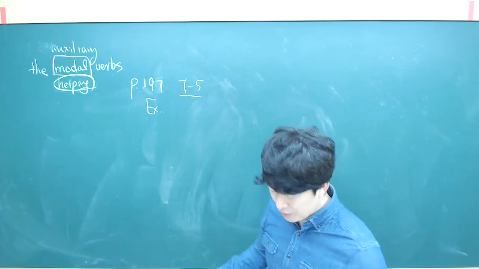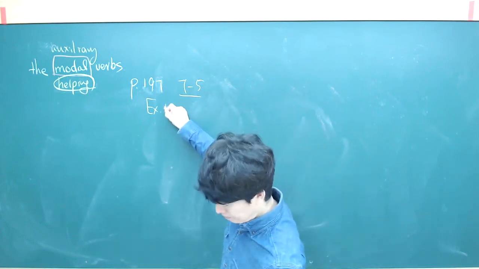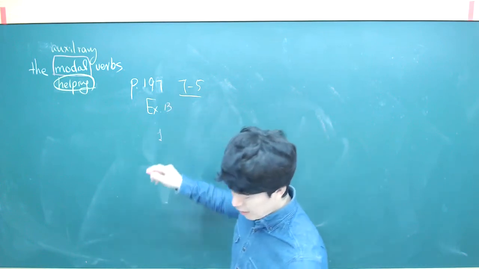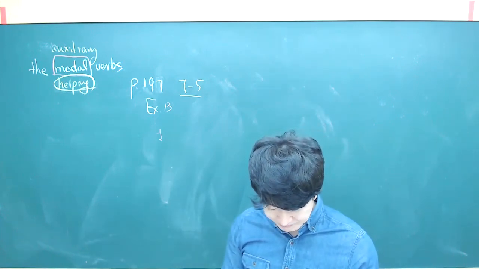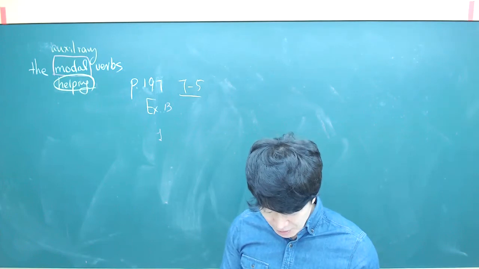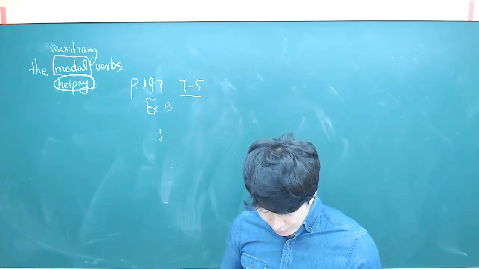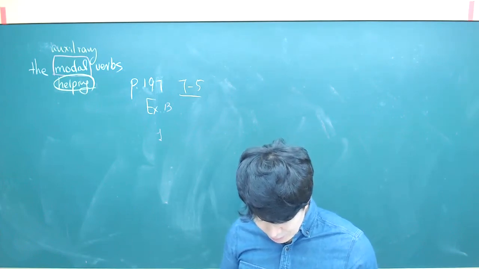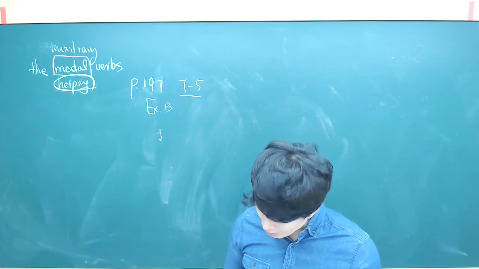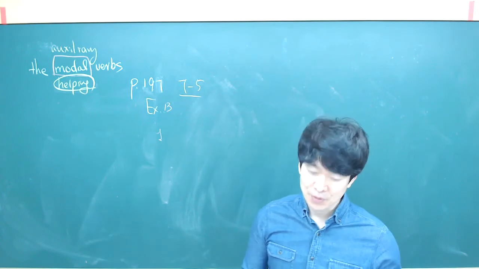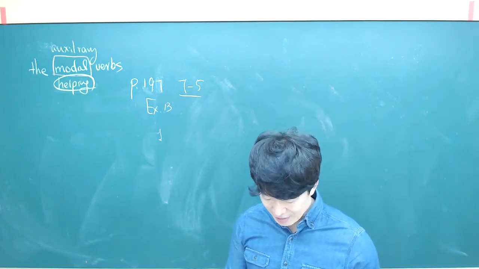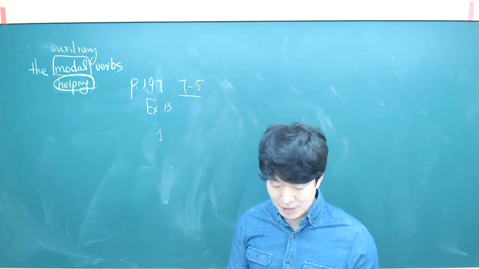Exercise 13 on your page 197. 1. Hello. Hello, is Ahmed there? Yes, he is. Just a minute, I will get him. Can I speak to him? Can I talk to him? Could I? May I? You can use these modal verbs here in this context to indicate polite questions.